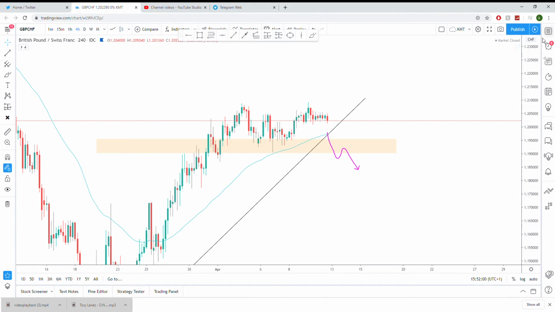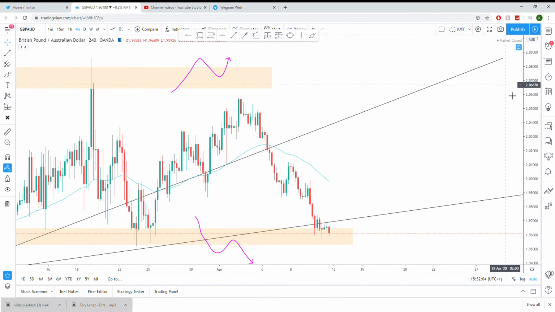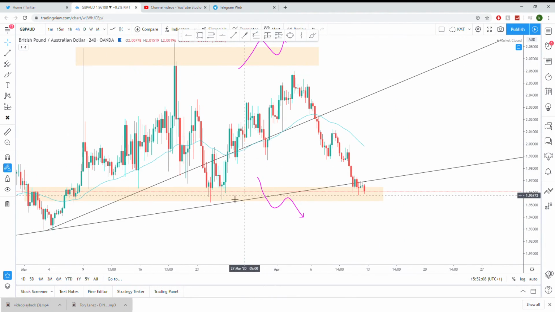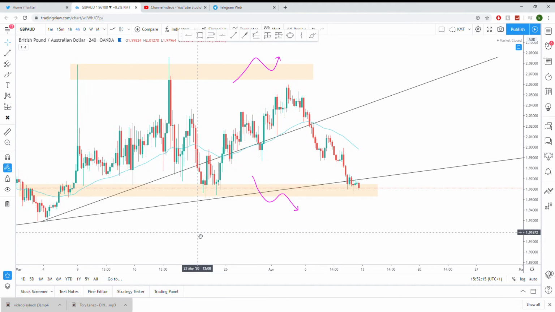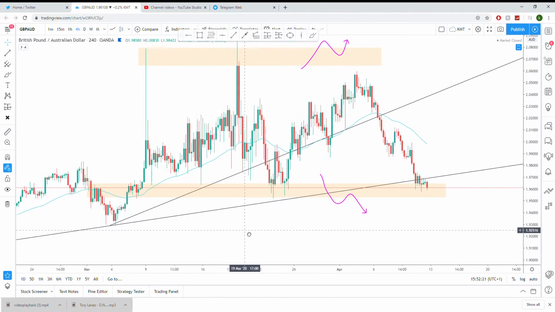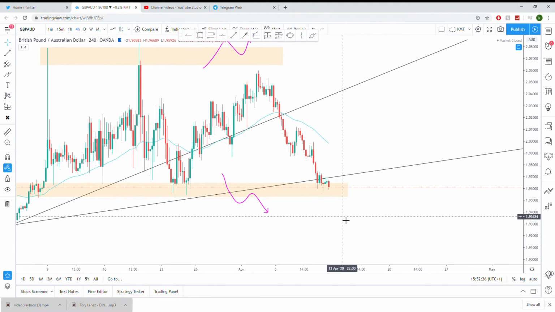Pushing on to our next pair, GBP AUD. As you can see, we are still range bound from the start of March. It's a lot of sideways and choppy movement, hence why I've particularly been avoiding this pair, not really focusing too much on it. But we are starting to see some potential signs that we could be breaking out now.